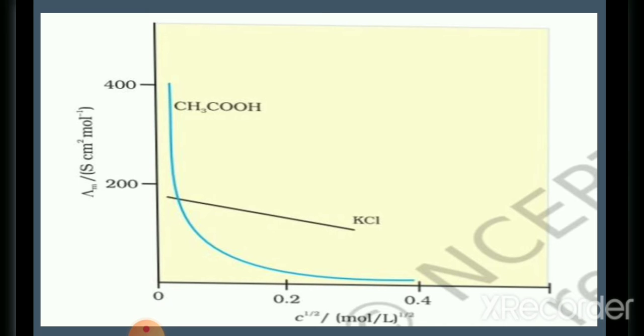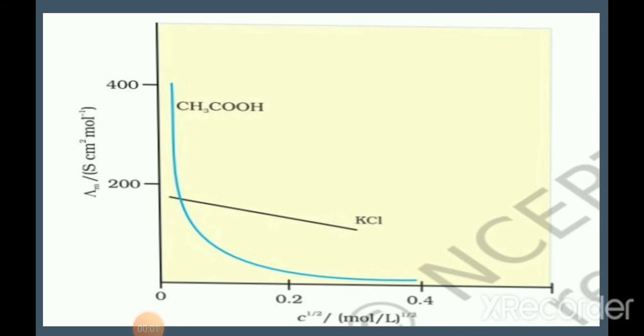So, for a strong electrolyte, from the graph, it is clear that there is only a slow rise in the molar conductivity upon dilution. Why is there only a slow rise in molar conductivity in the case of strong electrolytes? This is because a strong electrolyte is completely dissociated. So, upon dilution, there is not much change in the degree of dissociation alpha. But we know that lambda m is equal to kappa into V. Since volume increases upon dilution, molar conductivity will also increase.